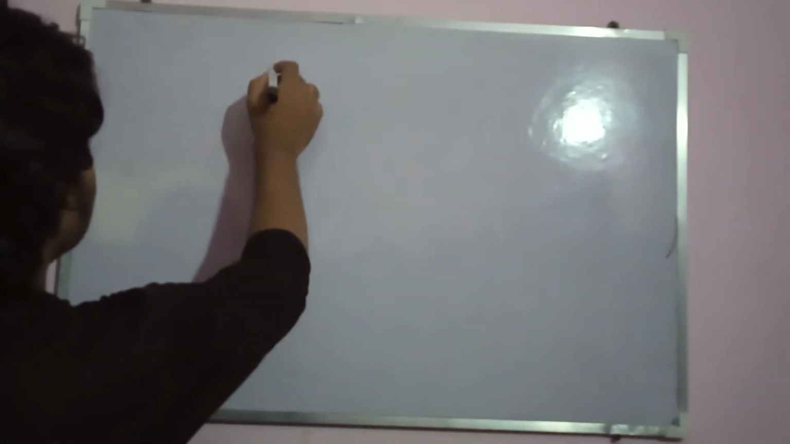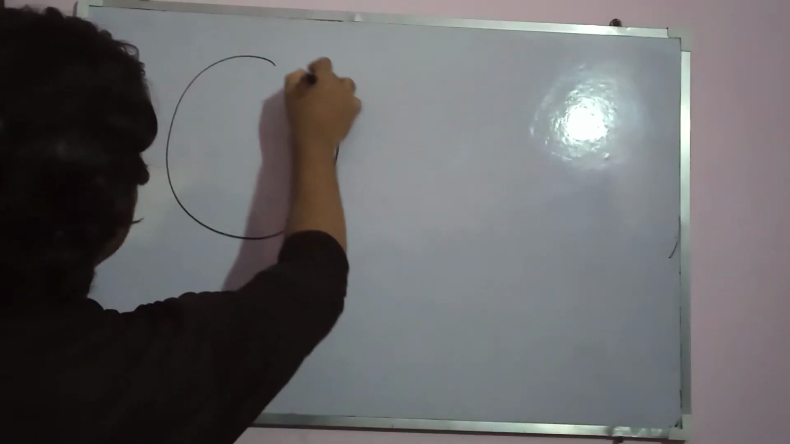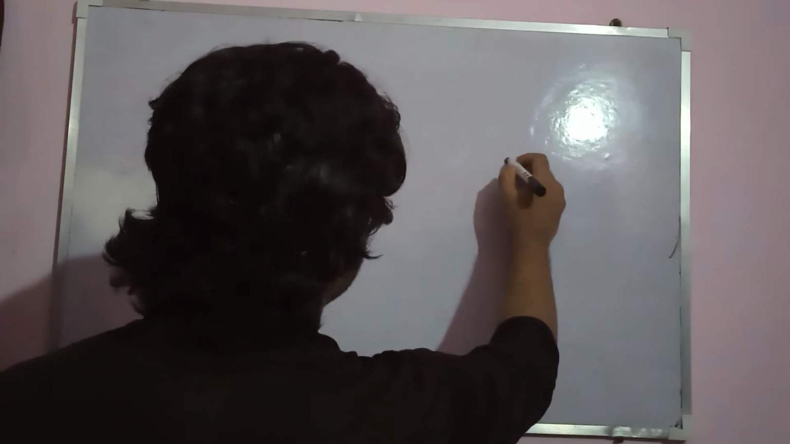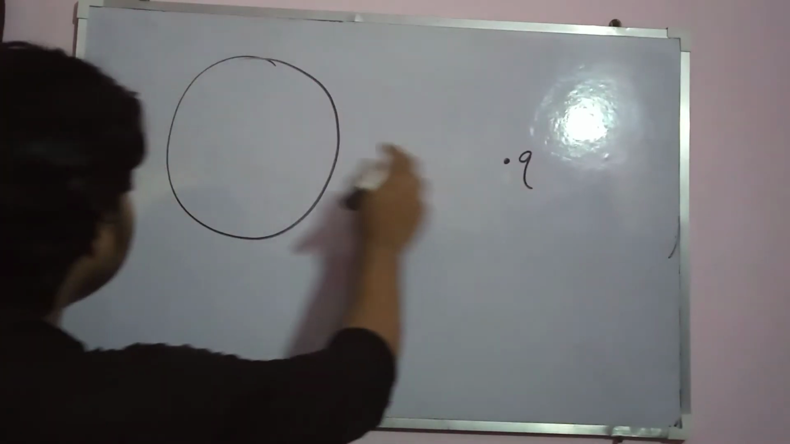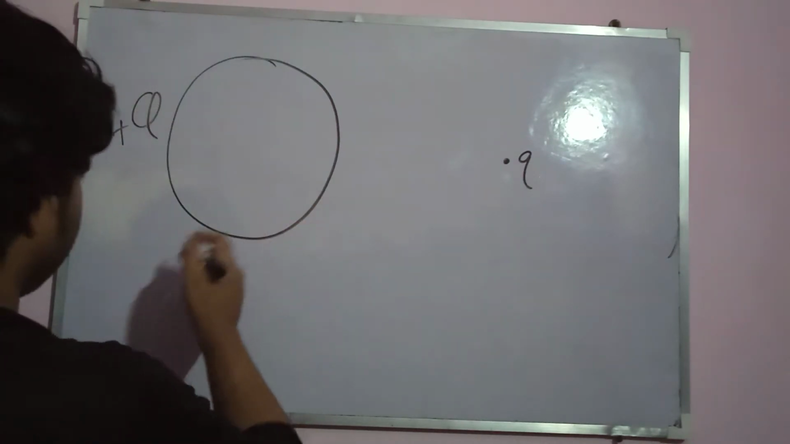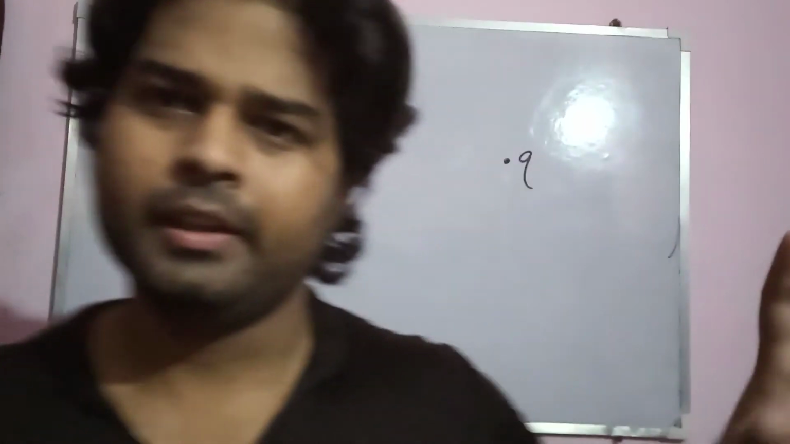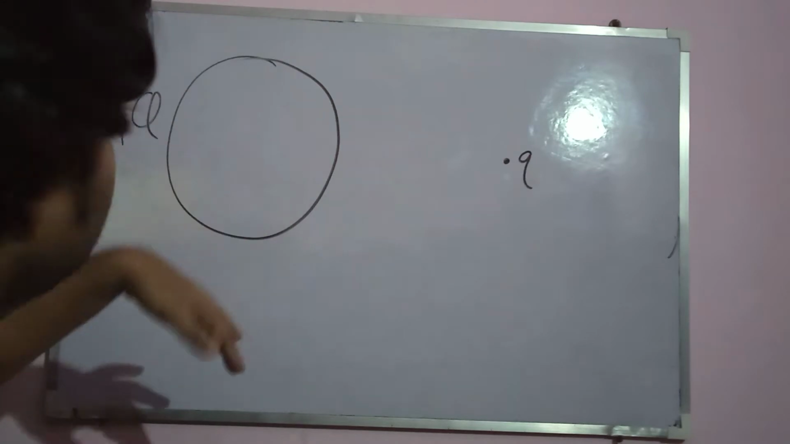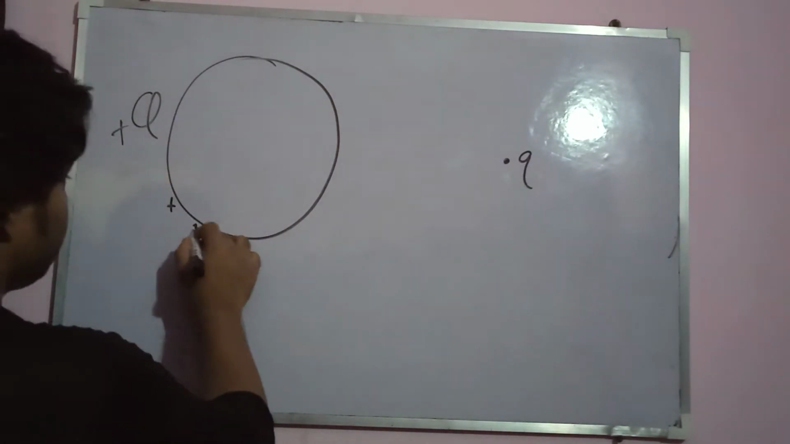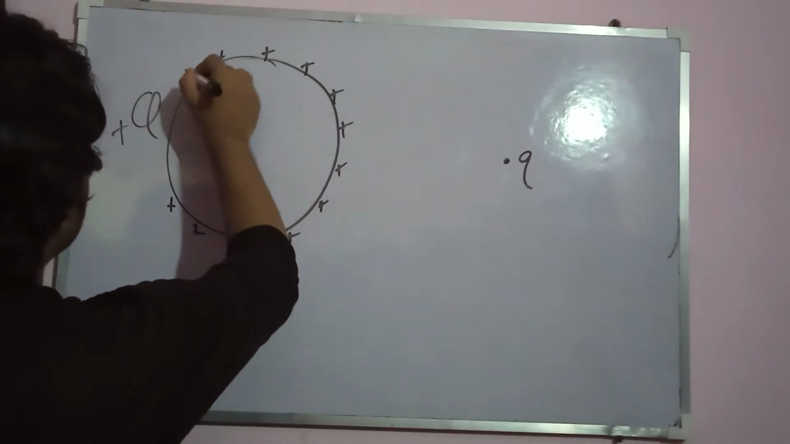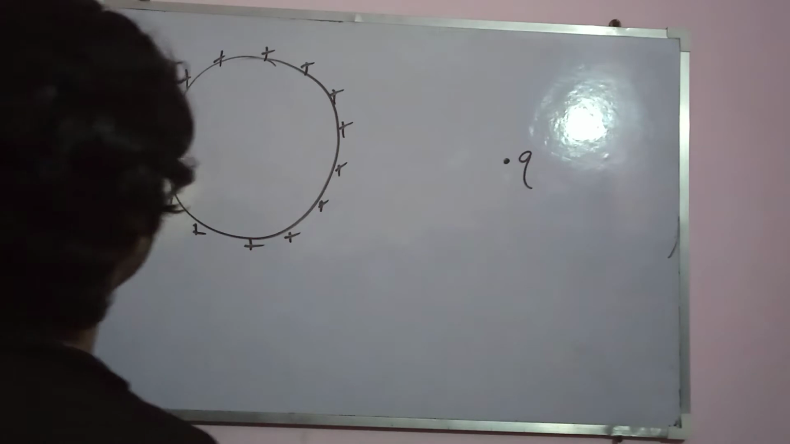See, this is a conducting sphere, and this is a point charge having value q here, and the charge over this conducting sphere is plus q. And as everyone knows, the charge over a conducting sphere distributes itself uniformly over the surface of this sphere. So take it like this. This will be our setup here.